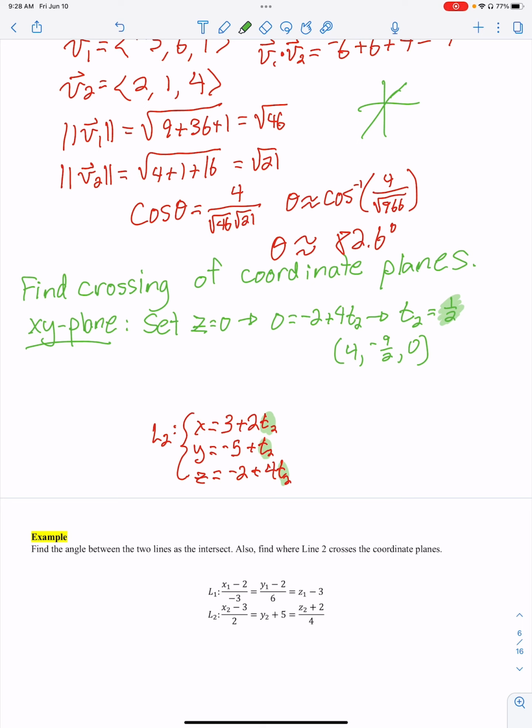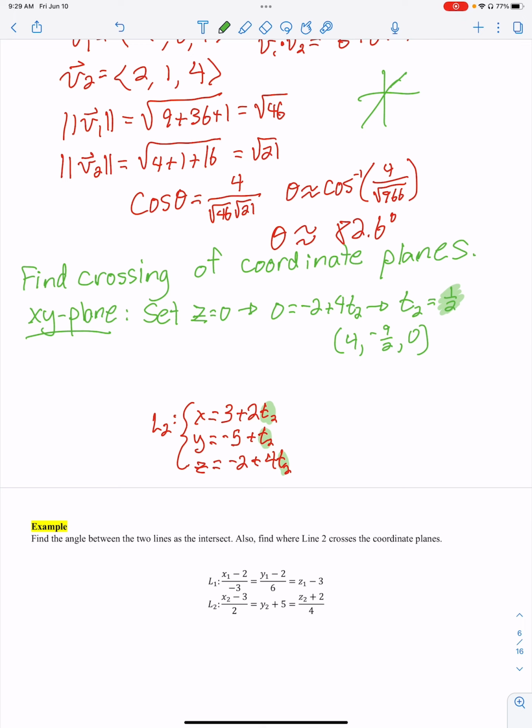So that's what we just did. What this means is that this line, remember this is a line in red down here, L2, will cross the XY plane at this point. If you think about some line crossing, it's going down, and when it hits the flat ground, it's going to cross at that exact point. All right, so that's when it crosses that plane. We can also do the other ones.